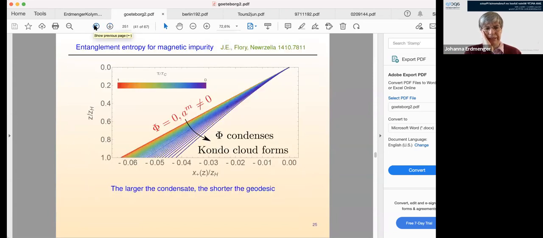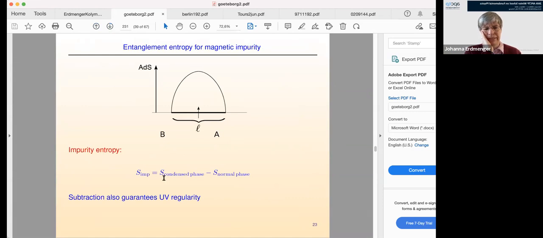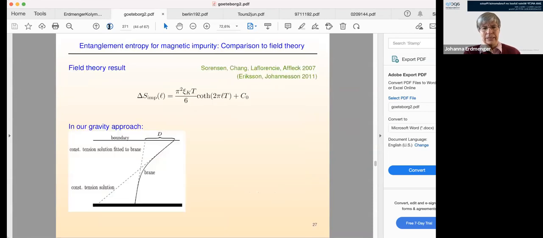Again, the entanglement entropy is the difference between the entanglement entropy in the condensed phase minus the one in the normal phase, so the difference includes the spin interaction. Now, this is pi squared over six times temperature, and there is some additive constant, but it essentially depends on the temperature and the size of the entangling region. This xi_K is the so-called Kondo correlation length, another length scale, which essentially says how far the screening reaches. It is a parameter in the model, and we can fit it to something geometrical in our approach.